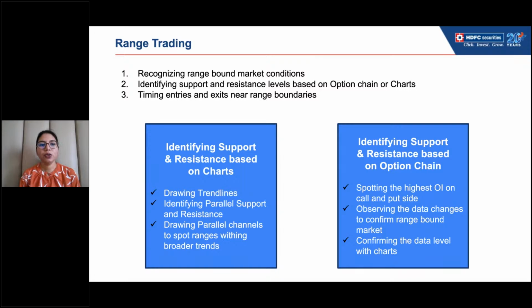ऑलराइट, सो ईदर हम लोग को एक हॉरिजॉन्टल सपोर्ट और रेजिस्टेंस को ड्रॉ करना है या फिर ड्रॉइंग पैरेलल चैनल्स टू स्पॉट रेंजेस विद इन ब्रॉडर ट्रेंड्स. तो इसका क्या मतलब है कि जरूरी नहीं कि मार्केट टोटल फ्लैट हो. ठीक है, अभी मार्केट में क्या चल रहा है कि लास्ट 2-3 मंथ से वी आर सीइंग अ कंटिन्यूअस अप ट्रेंड. ठीक है, बट इट इज अ ब्रॉडर ट्रेंड.